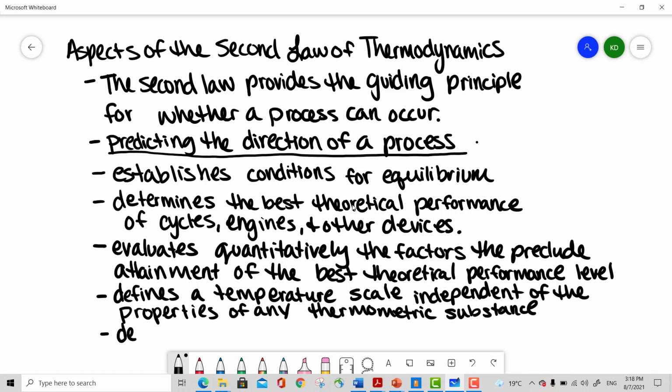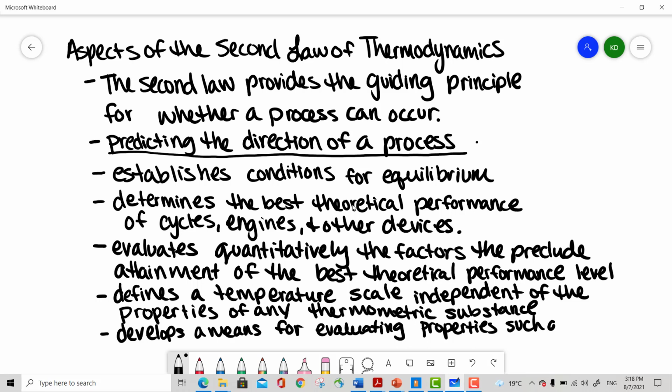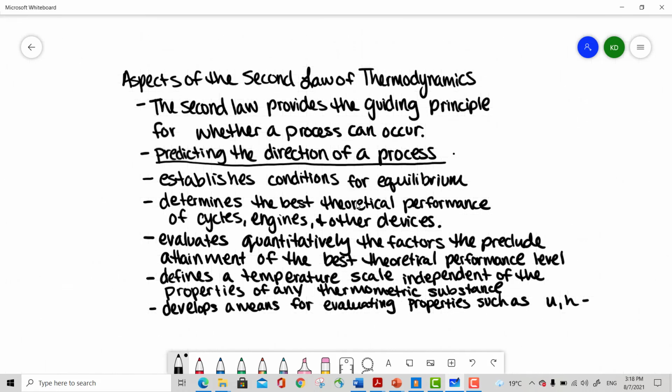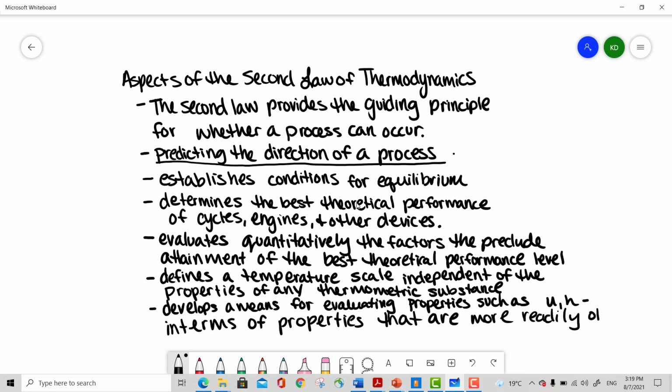And then also very important, it develops a means for evaluating properties such as U and H in terms of properties that are more readily obtained experimentally.